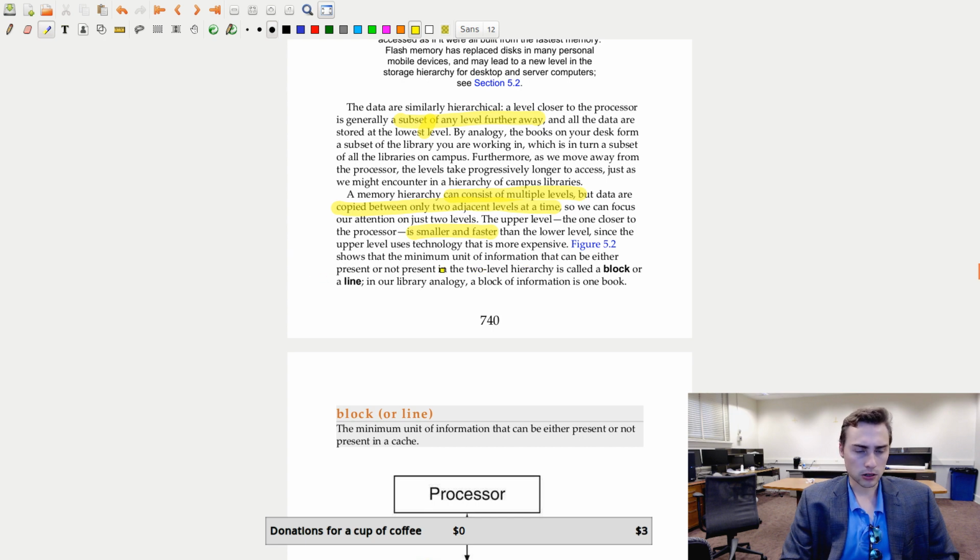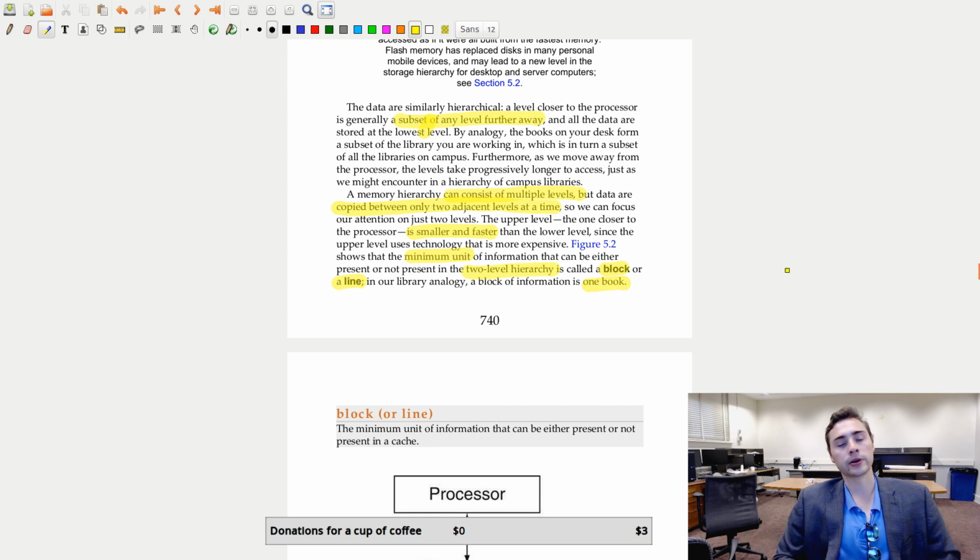So let's go on. Figure 5.2 shows that the minimum unit of information that can be either present or not present in the 2-level hierarchy is called a block or line. In our library analogy, a block of information is one book.